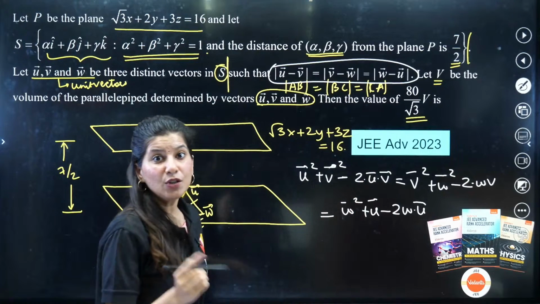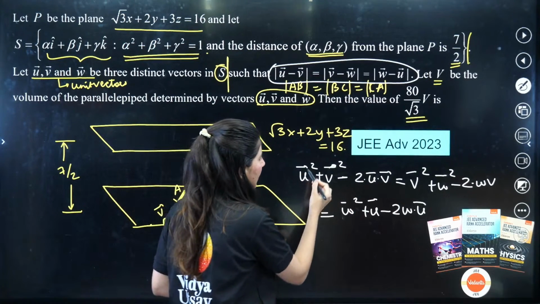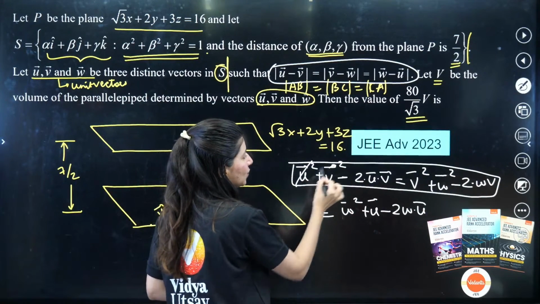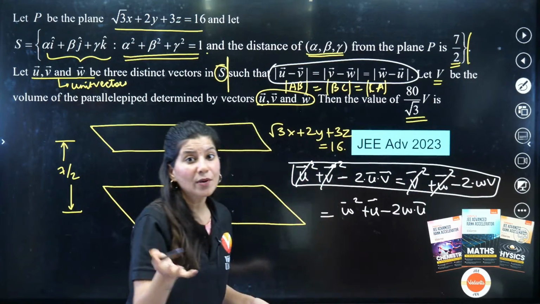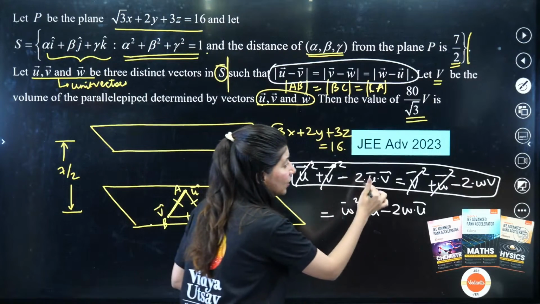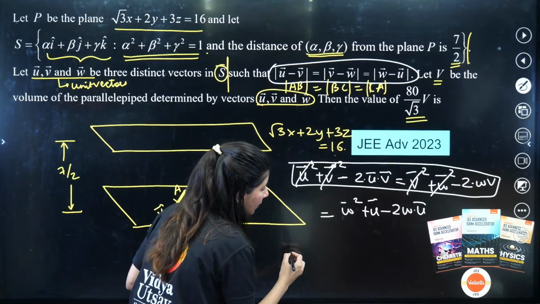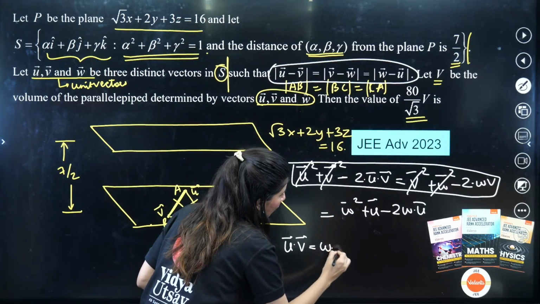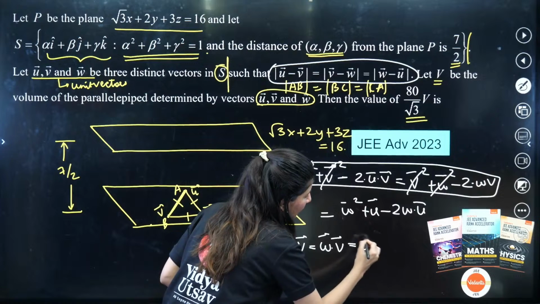So what does that mean? U and V are unit vectors. So can you see, if you only see these two things, U square, V square, gone because they are unit vectors. So clearly U dot V is equal to W dot V. So U dot V is equal to W dot V is equal to W dot U.